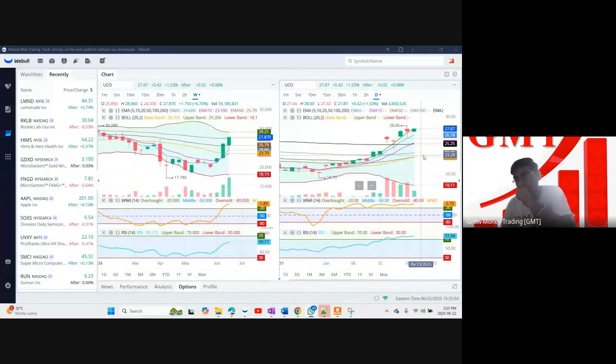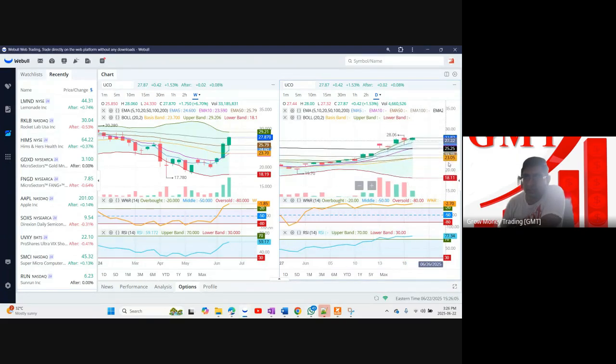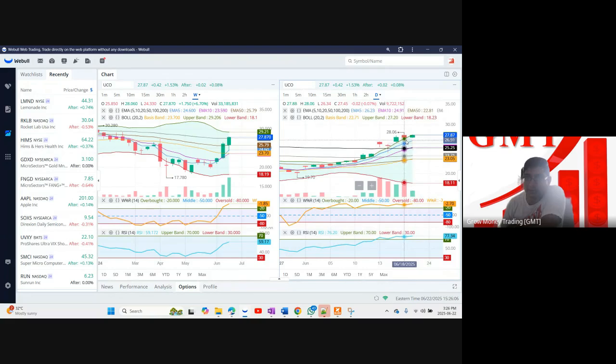If you look on the daily chart, sorry, it formed a high of 28. The last candle was still green, and the previous candle had a lower price rejection.